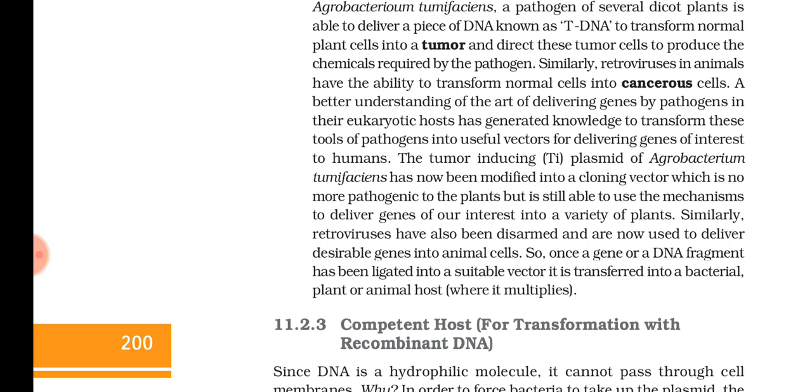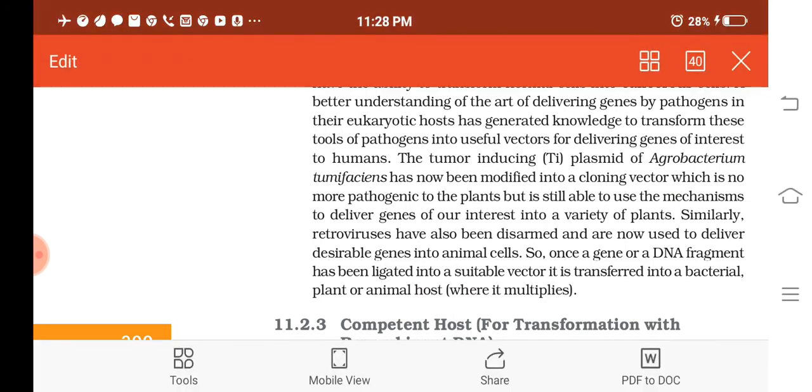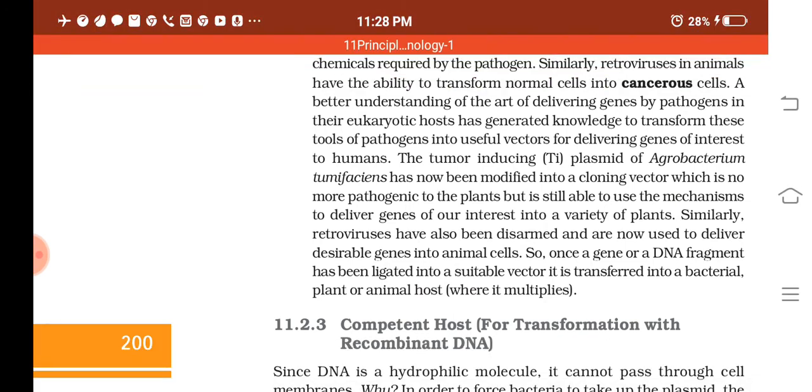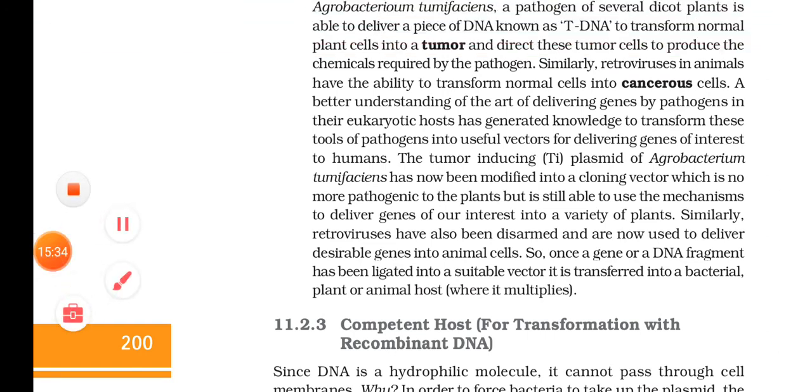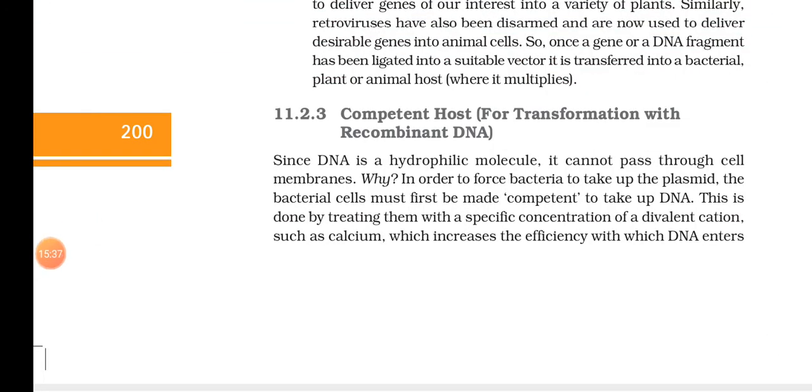Now we are going to learn about another topic, that is competent host for transformation. Understood? So another topic that we have to study is competent host, for transformation with recombinant DNA. We have studied that the plasma membrane is a selectively permeable membrane and it is hydrophilic. It will not allow any molecules to pass across it. So we have to make the host cell competent. This can be done by different methods.